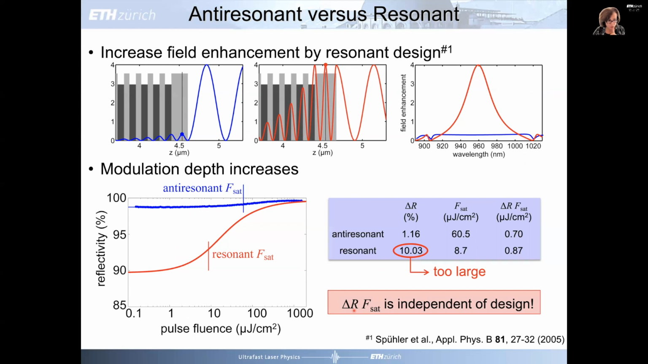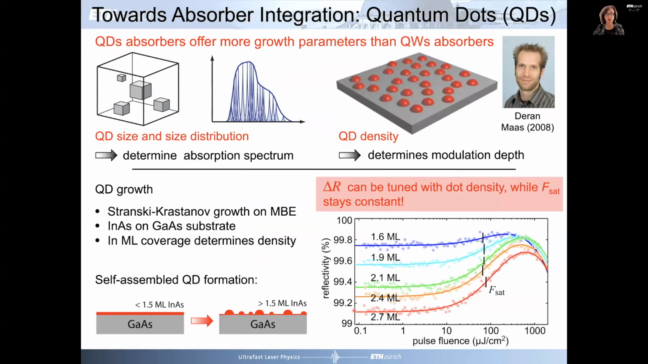My expectation at that time was to go to quantum dots. Quantum dots have a lower density of states, so I assumed that they have a lower saturation fluence. And so we started working on quantum dot saturable absorbers. The quantum dot saturable absorbers also do not have the limitation of delta R times F sat being constant, because you can tune the delta R, the modulation, with the dot density, while the F sat, assuming the dots are the same, remains the same, which is shown here.